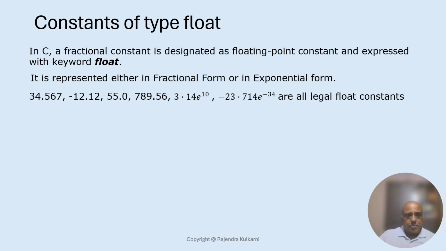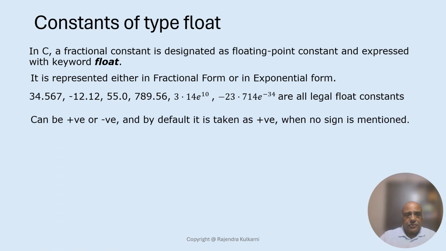We can see here 3.567, minus 12.12, 55.0. These are all legal and acceptable float constants. Then this is 3.14 e raised to 10, minus 23.714 e raised to minus 34. These are all accepted by the compiler as valid float constants. A float constant can always be positive or negative, but the default is taken as positive when no sign is mentioned.